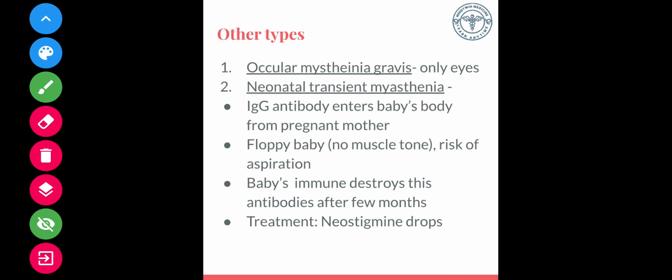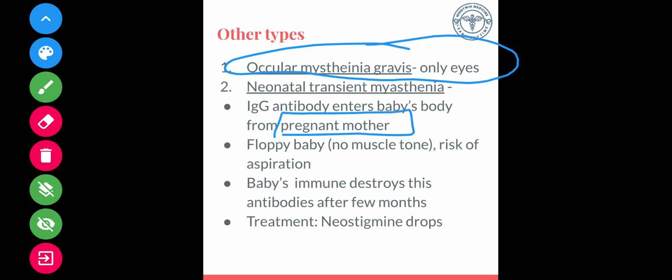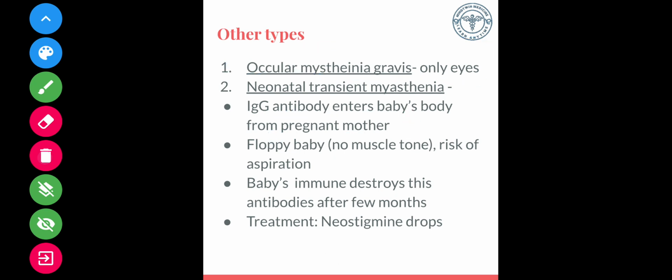So what are the types? The types are ocular myasthenia gravis, it will affect only the eyes. And one more is neonatal transient myasthenia. This is the one more type. Here IgG antibody enters the baby's body from the pregnant mother. You know that some of the diseases are transmitted from the mother to the baby. So in this case, the IgG antibody from the mother will enter into the baby's body.